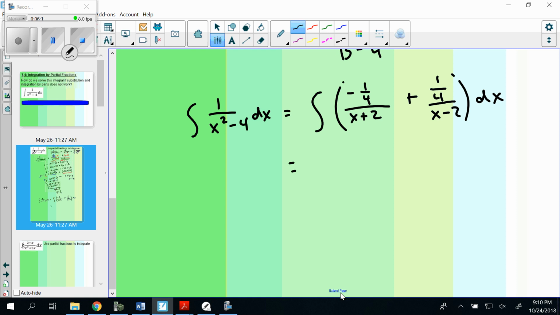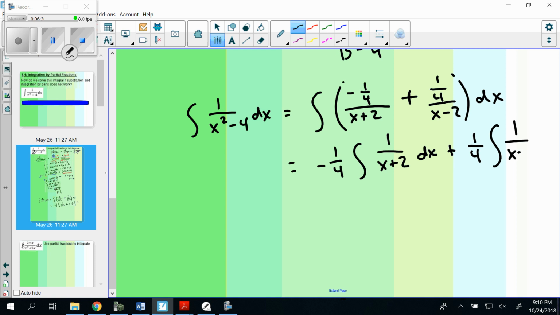It might look easier if we split this into two integrals, and we can do that because we got a plus here. So I'm going to pull the constant out. This would be 1 over x plus 2. The other one, I'm going to pull that constant out too. This would be 1 over x minus 2. Those are actually pretty easy integrals now.